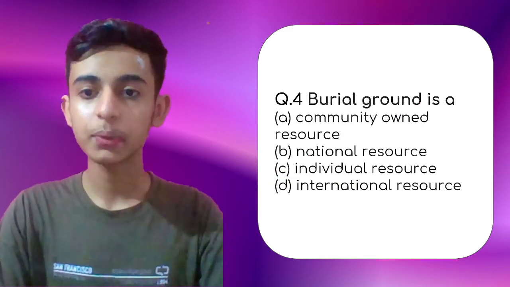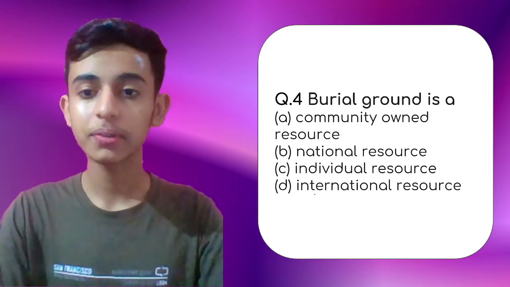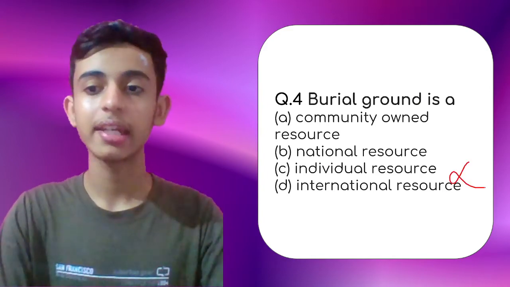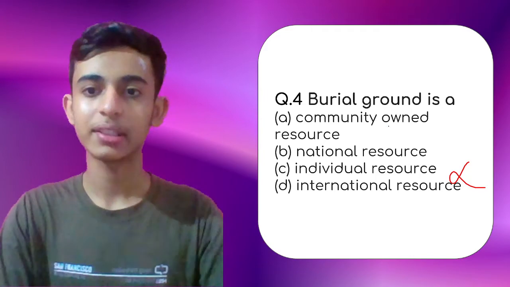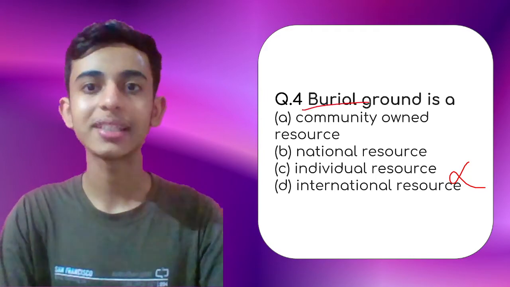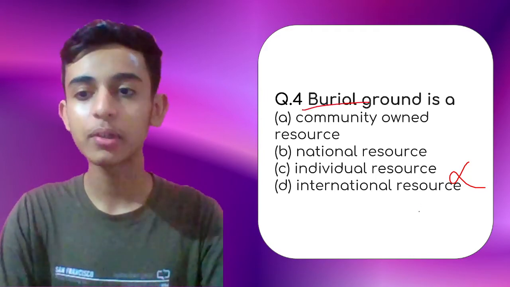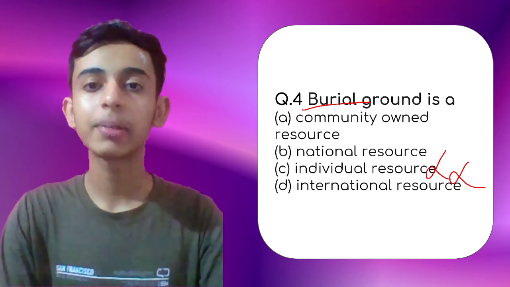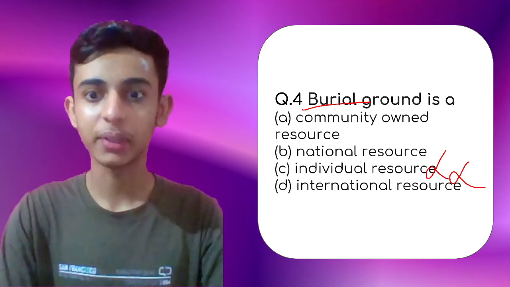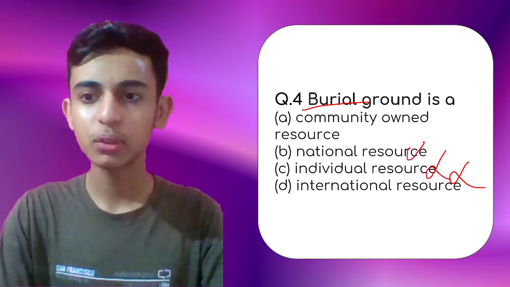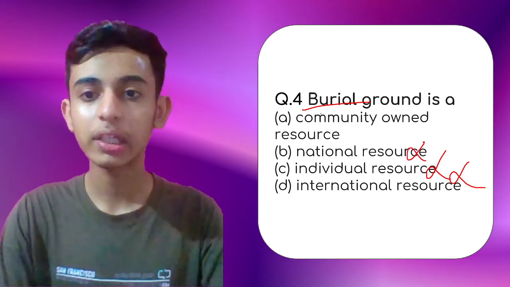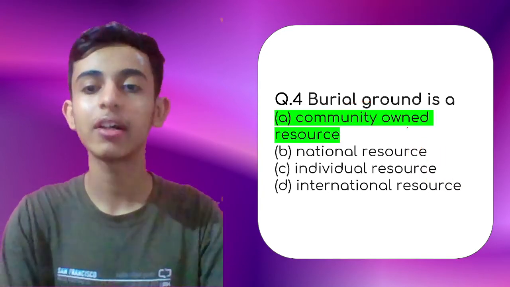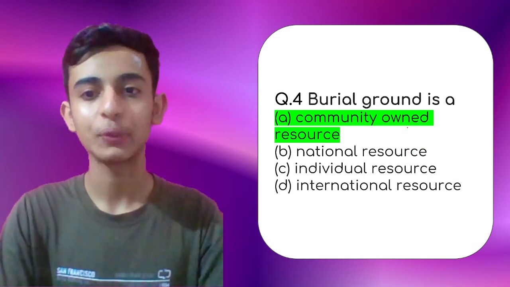Question 4. Burial ground is a dash. Community owned resource, national resource, individual resource, or international? International can never be the answer, right? Because burial ground is where we bury the bodies, so how can it be international? Individual, no, because how can a particular individual own any burial ground? National resource, no. How can it be there for a nation? Community, for a community they have a burial ground.